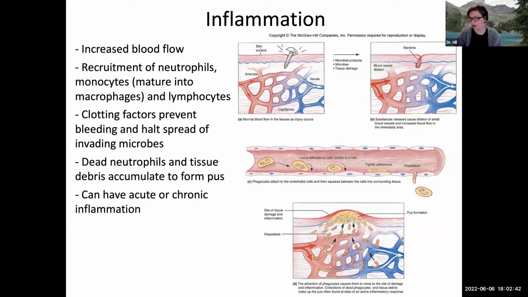The not so good outcome is if it's chronic. And this can happen if, for example, the damage is not healable, right? So we can have chronic inflammation from damage to our arteries, or if the infection can't be cleared.